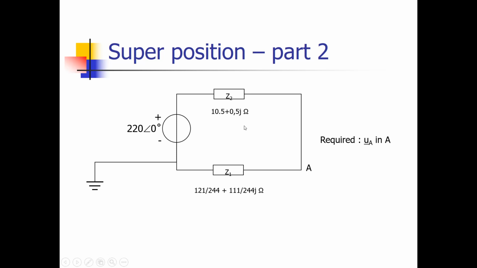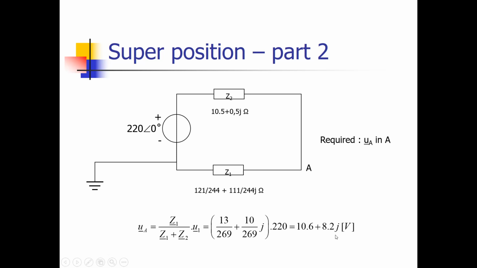We can apply that, and then we have the voltage at point A with respect to the ground over here. And that gives us the same voltage as what we calculated in part 1, which is 10.6 plus 8.2 J volt. That is because this is a circuit which has the same parts on the upper side and the lower side. So there's a kind of symmetry in this circuit.